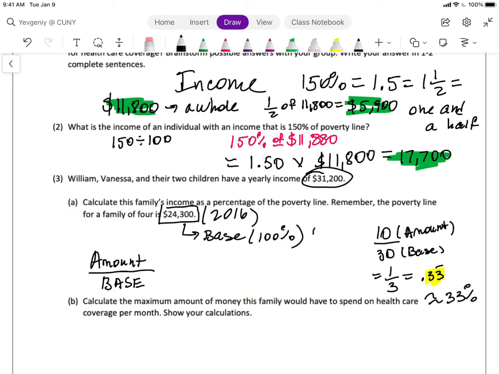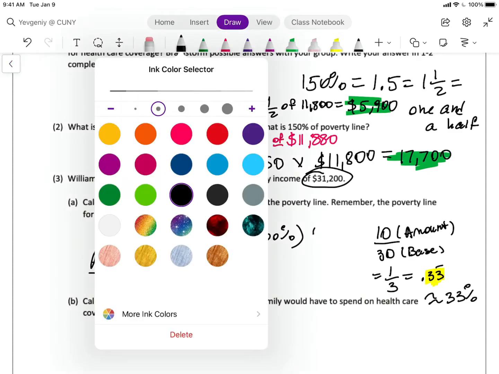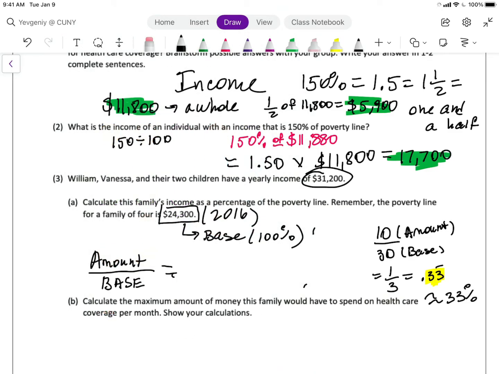Alrighty, so in our case, this family is making more than the poverty line. And therefore, as a percent, we expect that they are earning more than 100%, which represents the poverty line. When we set this up as a fraction, it becomes what? $31,200 divided by the base. Use your calculator. I'm going to punch the numbers in my calculator. Any calculator would be fine. It's just a regular division.